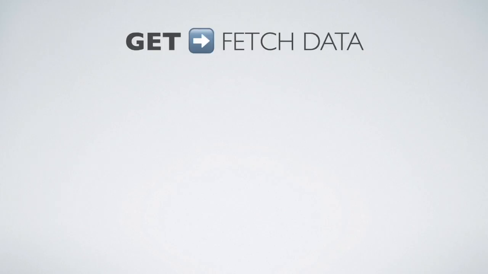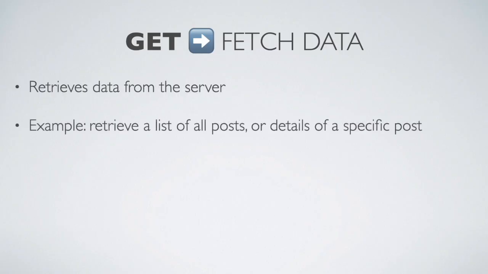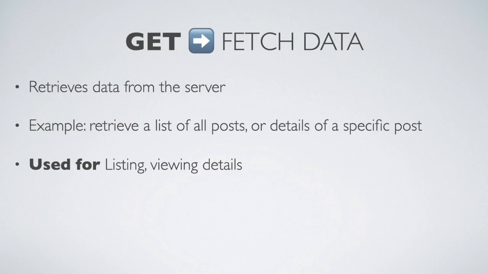The first method is GET. This is used when you want to fetch data. For example, you want to retrieve a list of all posts or details of a specific post. This is like saying, hey, show me the data. So this method is used for listing or viewing details.